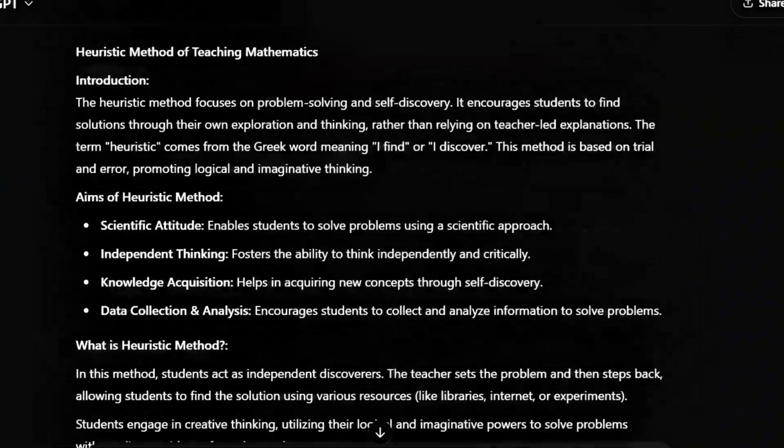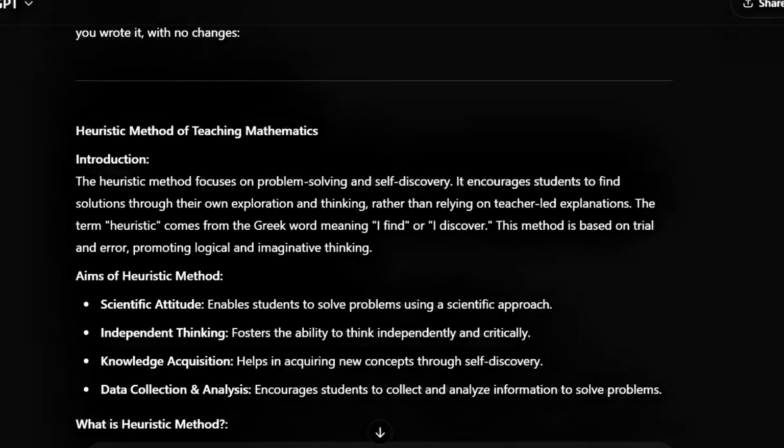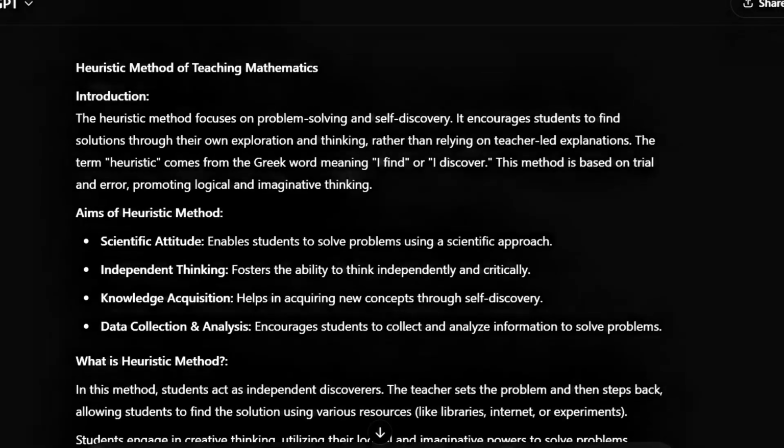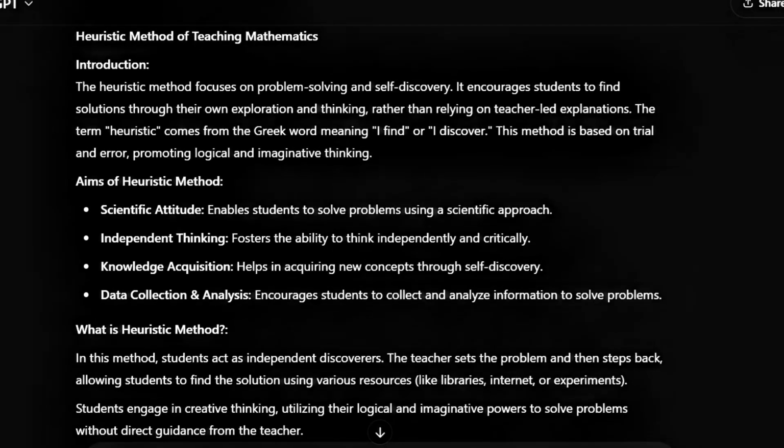Sure, here's your complete content on the heuristic method of teaching mathematics, preserved exactly as you wrote it with no changes.